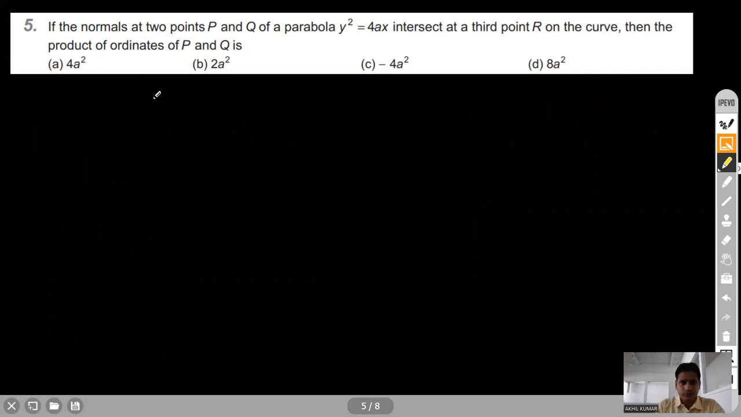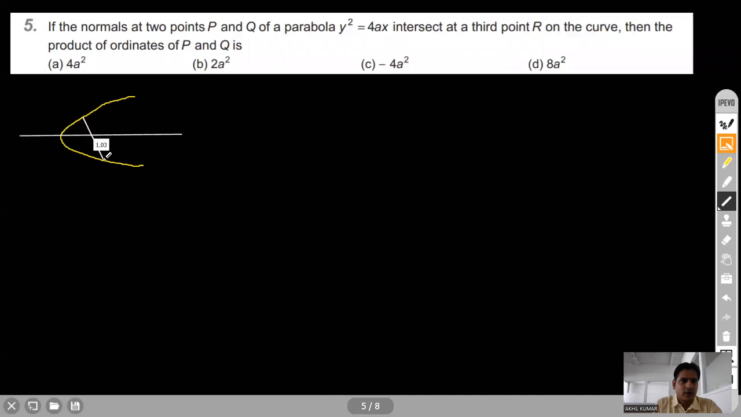Okay, so our standard parabola is given here, y square is equal to 4ax. Okay, so this is our parabola, y square is equal to 4ax. And it is saying if the normals at points P and Q. So let me take this as P.